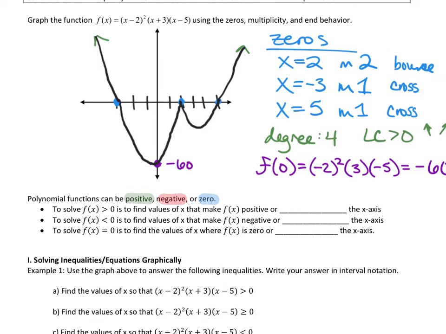So to solve where f of x is greater than or equal to 0, you're just going to find the values of x that make f of x positive or show up above the x-axis. To find out where f of x is less than 0, that means negative, you're just going to find out what makes it negative or when it is below the x-axis. And what we did before was when it's set exactly equal to 0, or when it's crossing or touching the x-axis.